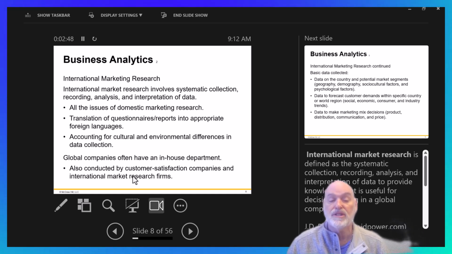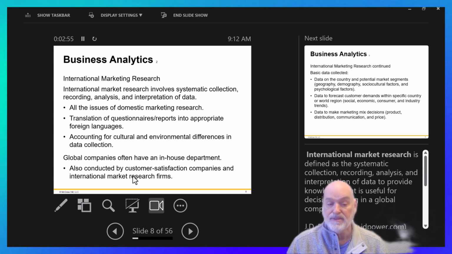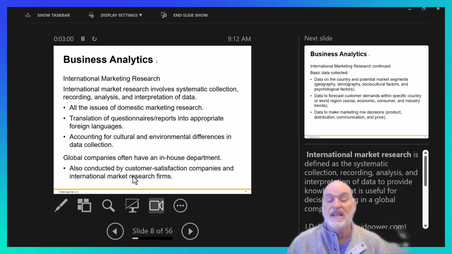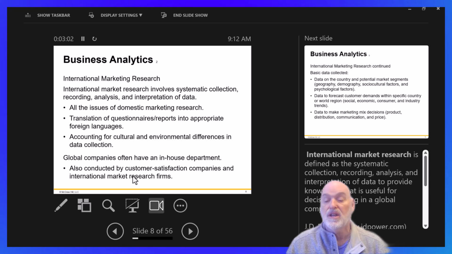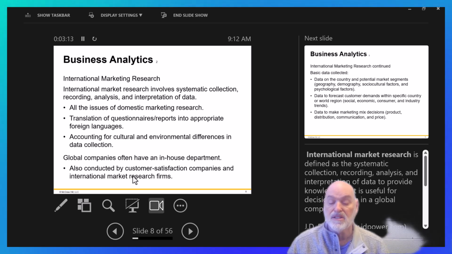International marketing research. International market research involves systematic collection, recording, analysis, and interpretation of data. All the issues of domestic marketing research are included here: translation of questionnaires and reports into the appropriate foreign languages, accounting for cultural and environmental differences in the data collection. Also, global companies often have an in-house department, or research is conducted by customer satisfaction companies and international market research firms. They may have the resident expertise that you don't have.